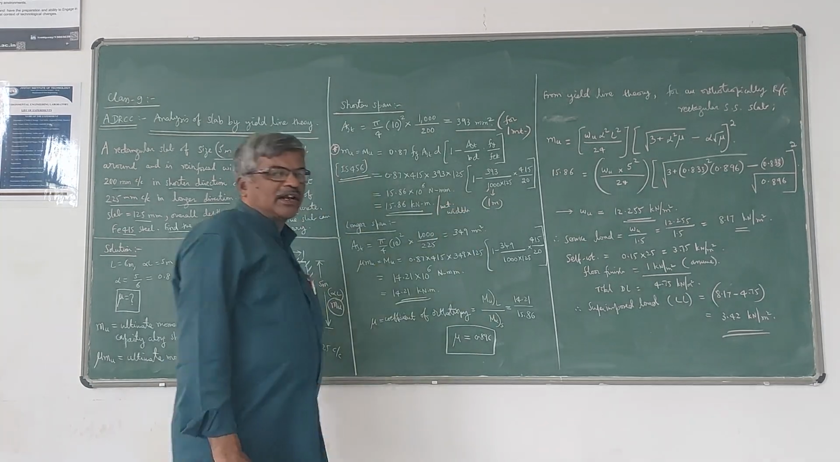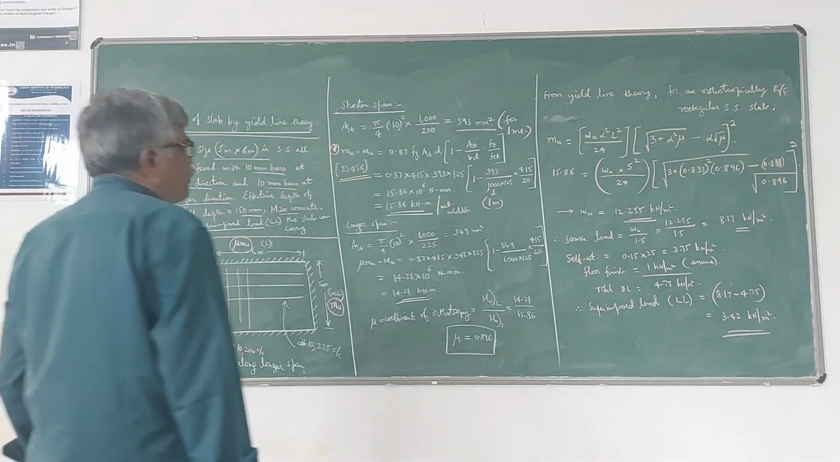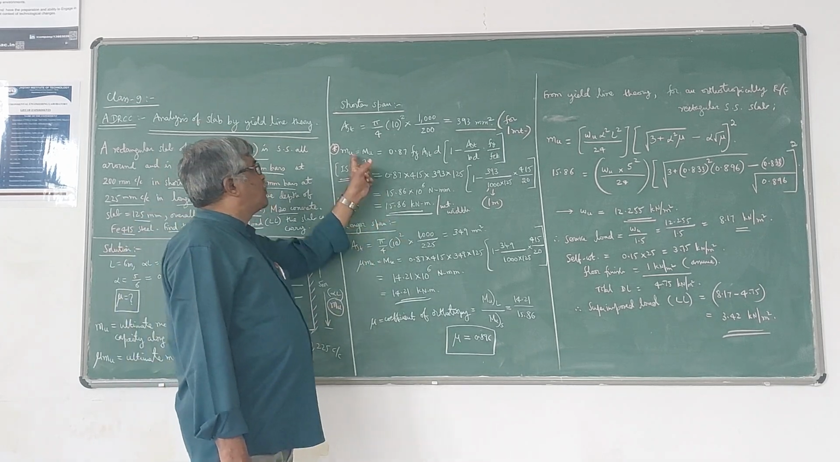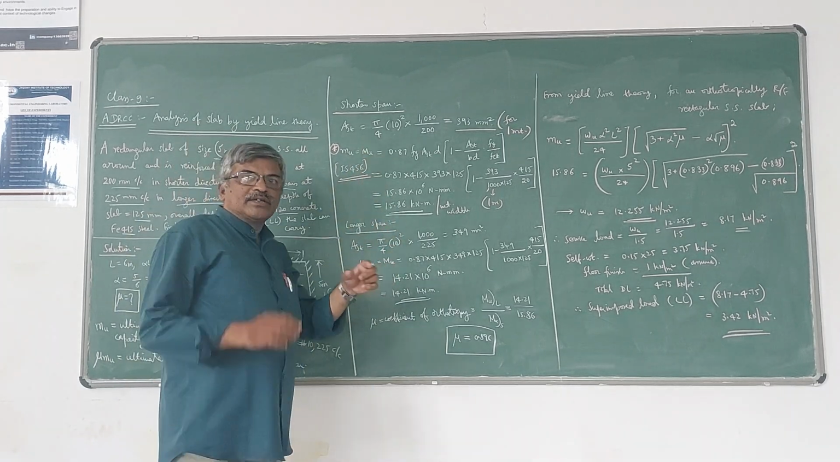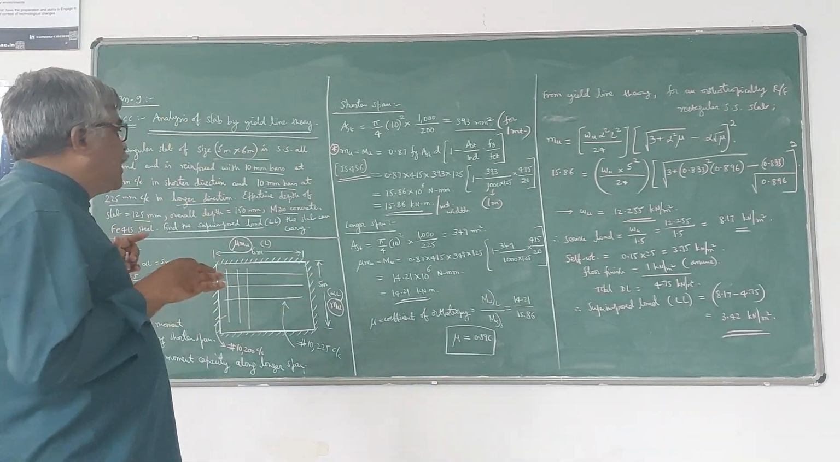Always, the reinforcement as well as the moment carrying capacity in the case of a slab is computed for 1 meter length of the slab. So this is the Mu value you got for the shorter span. Similarly, you have to calculate the Mu value along the longer span.